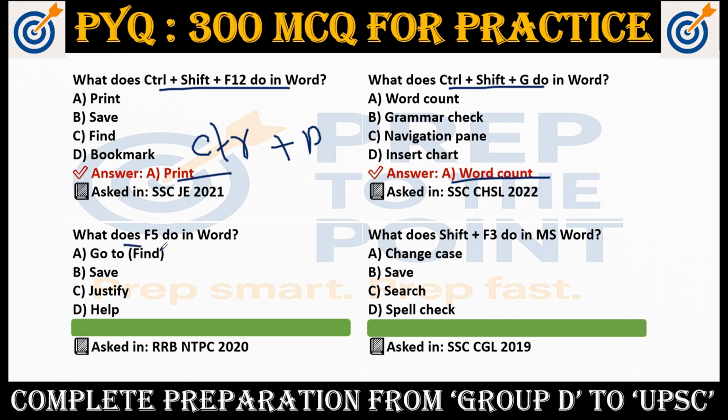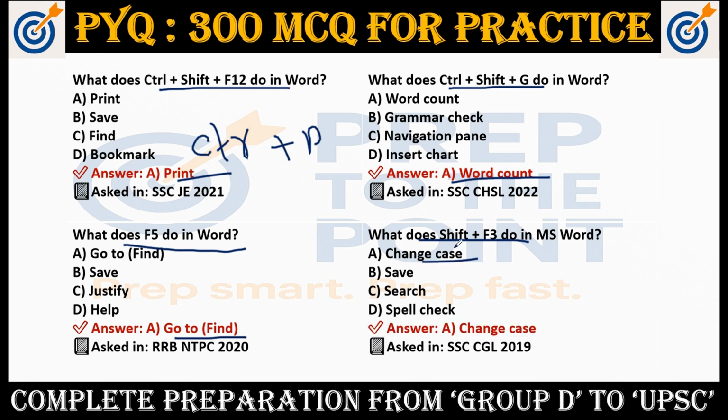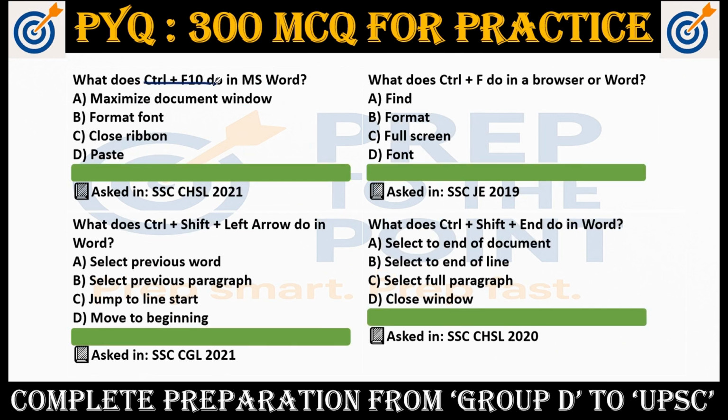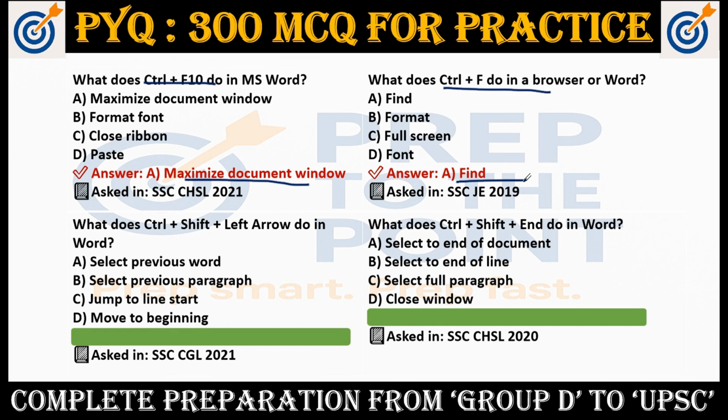What does F5 do in Word? F5 go to find or Control F. Control F find. F5 also used for go to find. What does Shift F3 do in MS Word? Change case. Shift F3 is used to change case from lowercase to uppercase or uppercase to lowercase. What does Control F10 do? Maximize document window. Control F for find.